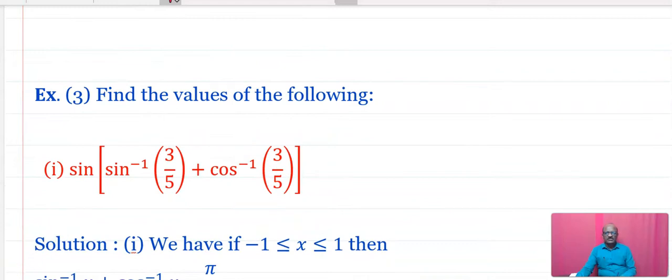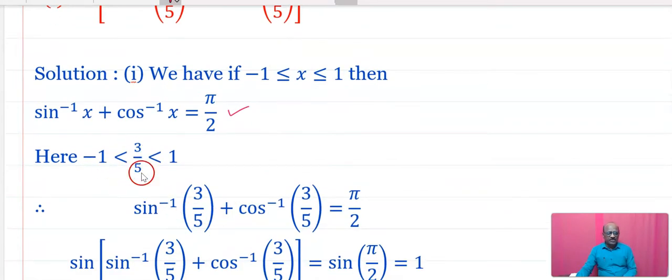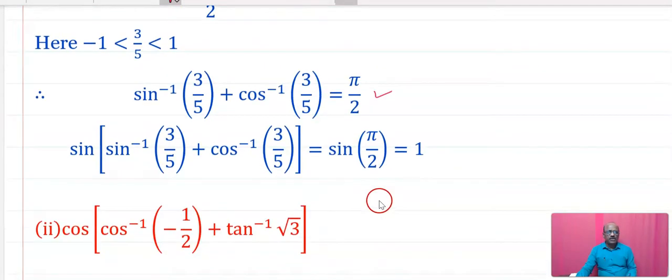Now the next, find the values of the following. Sine inverse of 3 by 5 plus cos inverse of 3 by 5. We have, if the value of x lies between minus 1 and plus 1, then sine inverse of x plus cos inverse of x is equal to pi by 2. And 3 by 5 lies between minus 1 and plus 1, and that's why sine inverse of 3 by 5 plus cos inverse of 3 by 5 is equal to pi by 2.